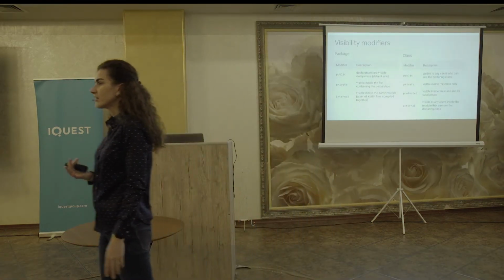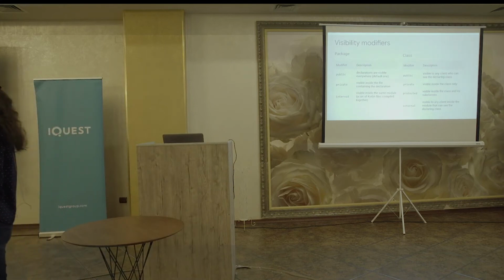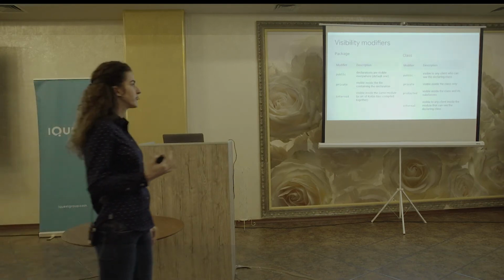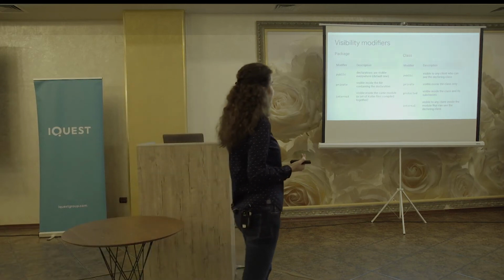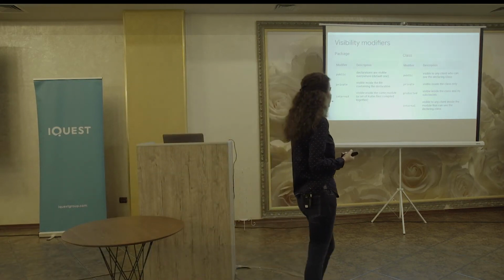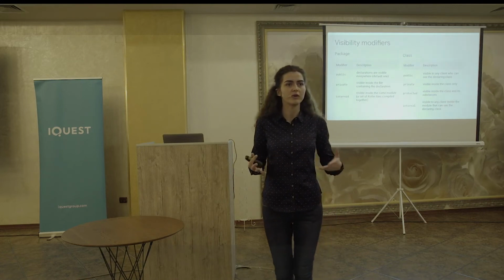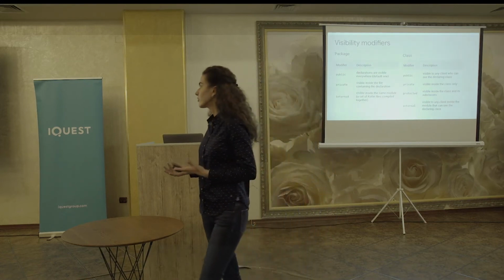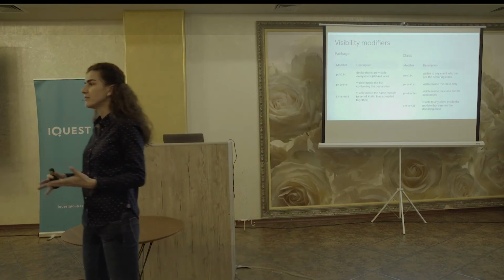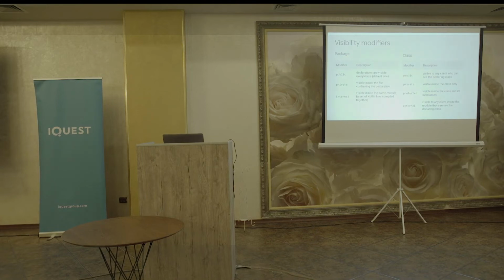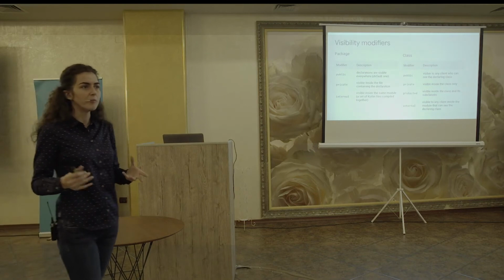Visibility modifiers. In Kotlin, everything is by default public. If we want to change the access modifiers, we have different possibilities. For packages, we have private and internal, and inside of the class we have private, which means it's accessible only inside of that class. We also have protected, which means that it's visible inside of the class and in subclasses. And internal, which means that it's visible inside of a module. A module is a set of classes that are compiled at the same time.